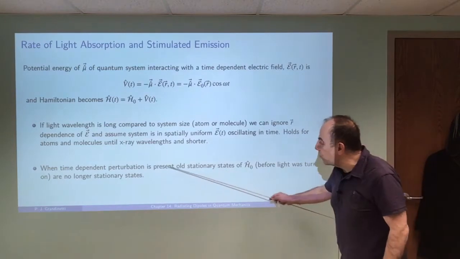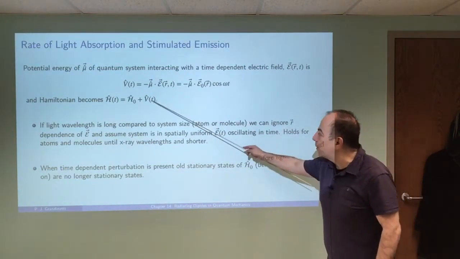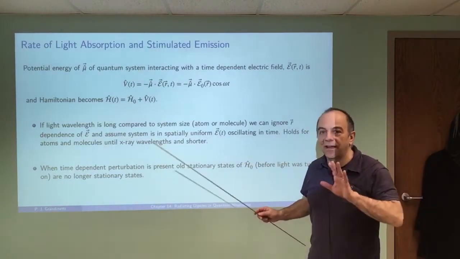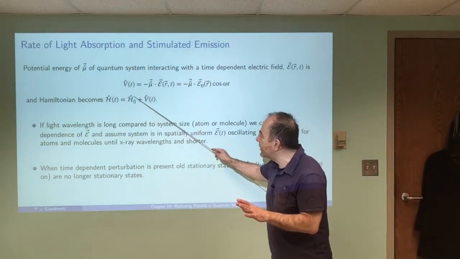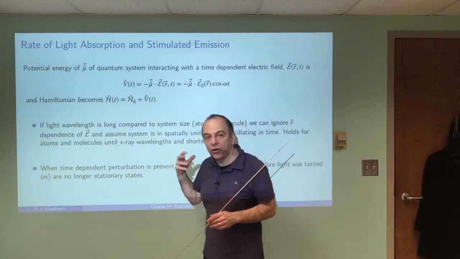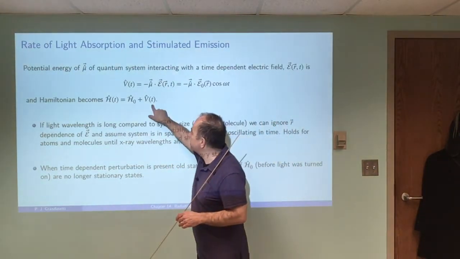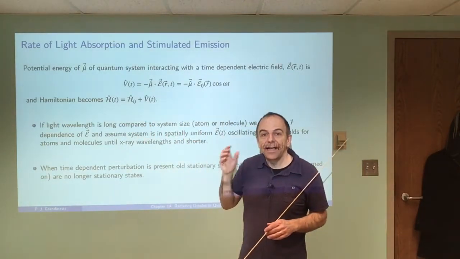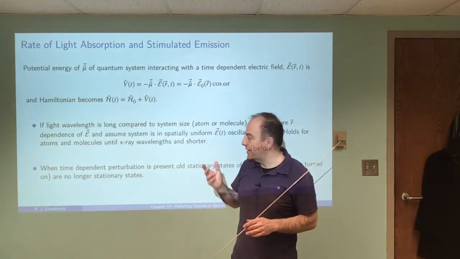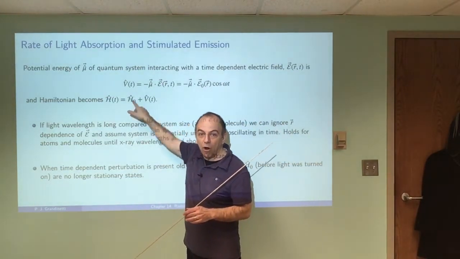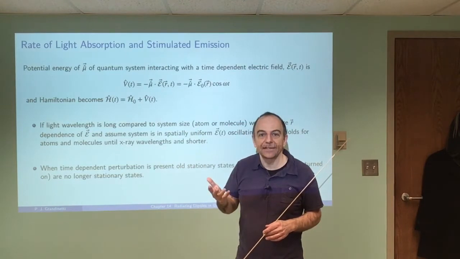So, as I said, when there's no time-dependent perturbation present, then the stationary states of the Hamiltonian are associated with this term here. But once we turn on the light, when we add this term, this becomes the new Hamiltonian, and the old energy eigenstates, the ones that are associated with this Hamiltonian, are no longer the energy eigenstates.